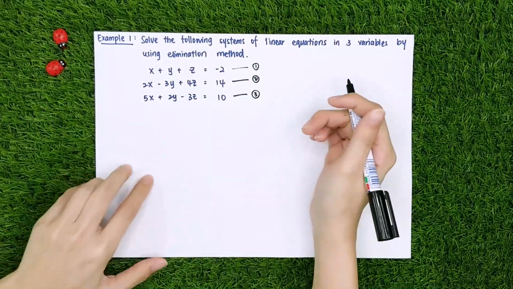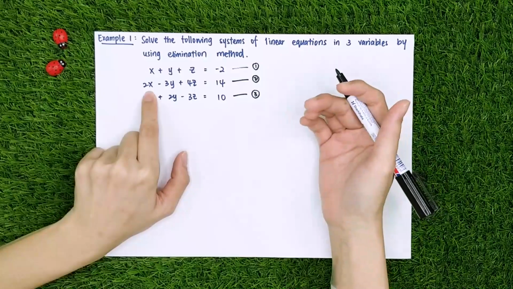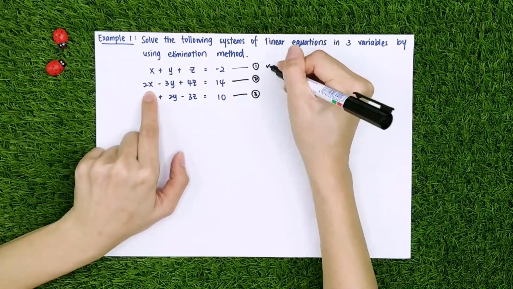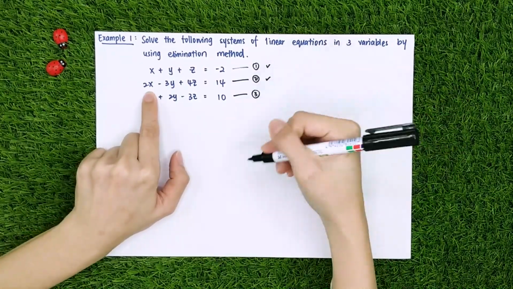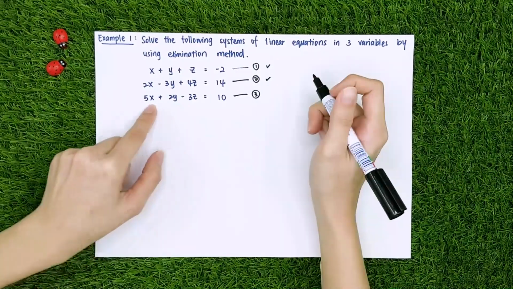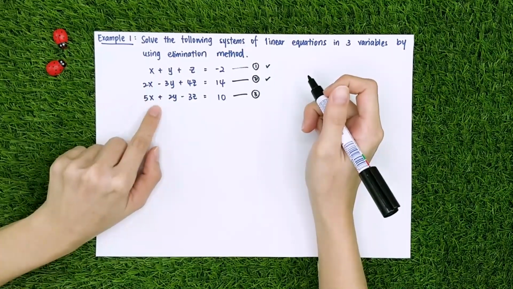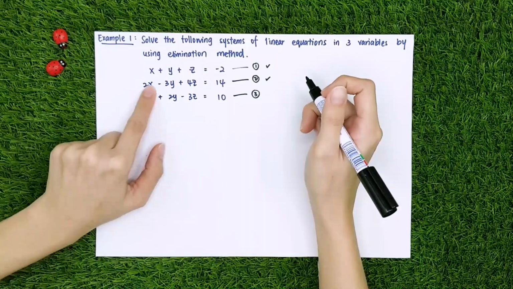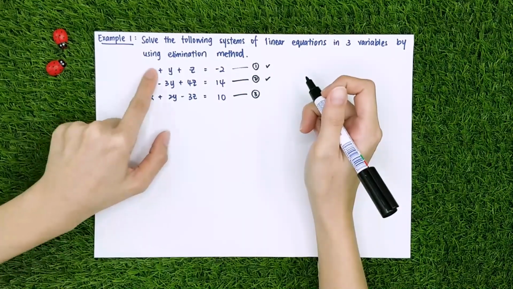Now I will choose 2 equations. I will choose equation 1 and equation 2. Why don't I choose equation 2 and equation 3? Because here is 2x and here is 5x. It will be very hard to eliminate it. So I will choose this and this.